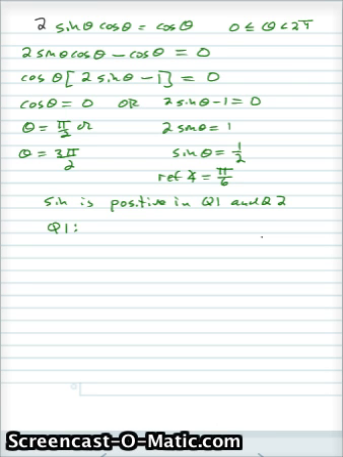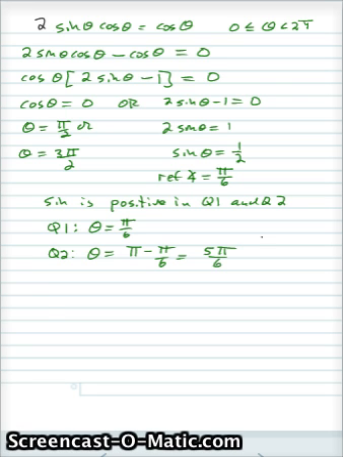So our quadrant 1 solution again is theta is pi over 6. What about our quadrant 2 solution? What's that going to be? Well, not quite pi, back up from pi. So theta is going to be pi minus pi over 6, which will be 5 pi over 6.